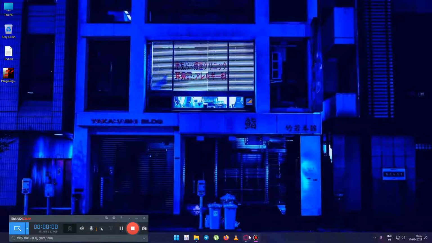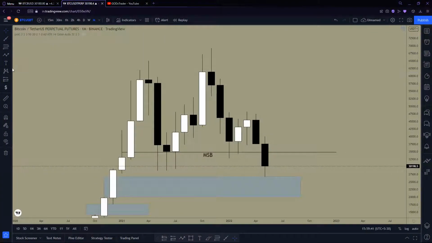Guys, another market update. This is a Bitcoin monthly chart, and I want to talk to you about market structure, which was really important at this time, and I ignored it, basically missed it. So let's talk about this. It was very important. I could have predicted this whole pump and dump move, or this whole dump as well.